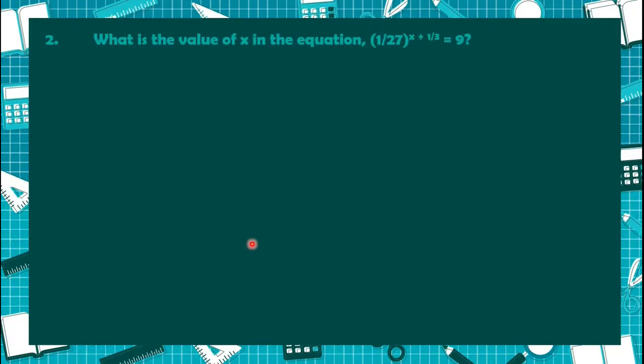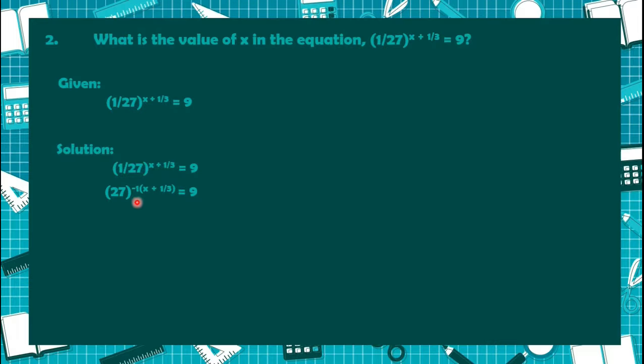Let's move on to our question number 2. What is the value of x in the equation (1/27) to the power of x plus 1/3 equals 9? A, B, C, or D? Let's proceed with the solution. Given (1/27) to the power of x plus 1/3 equals 9. The solution. First, we must transform our equation to simplest form.